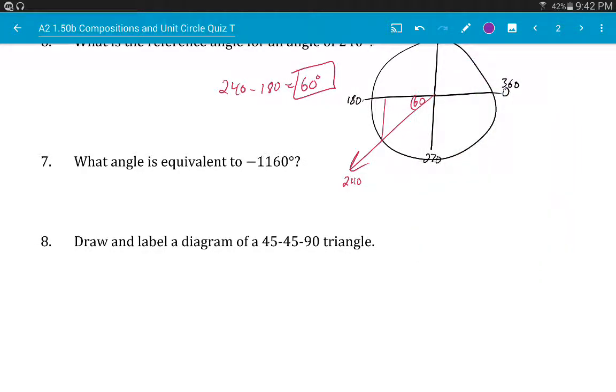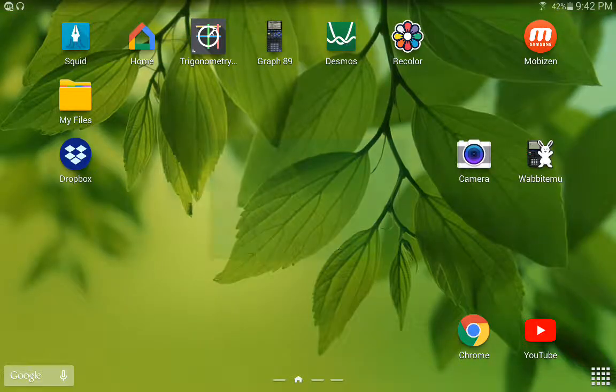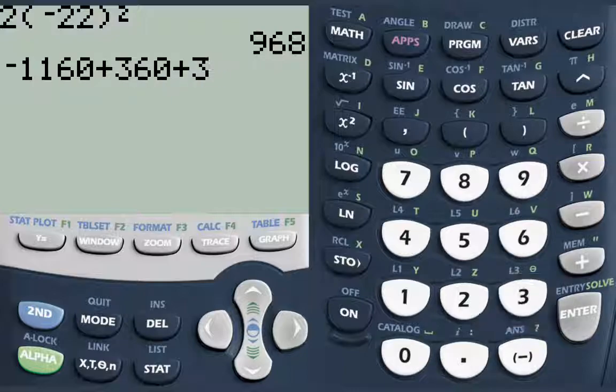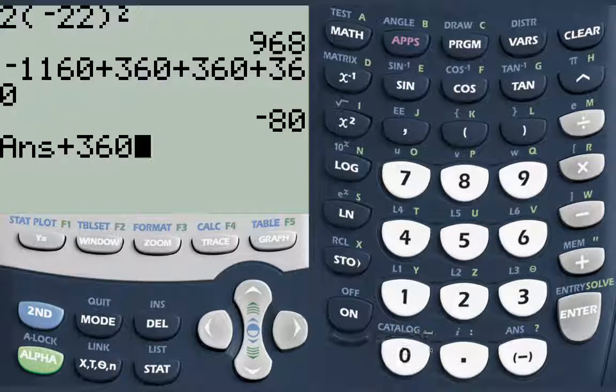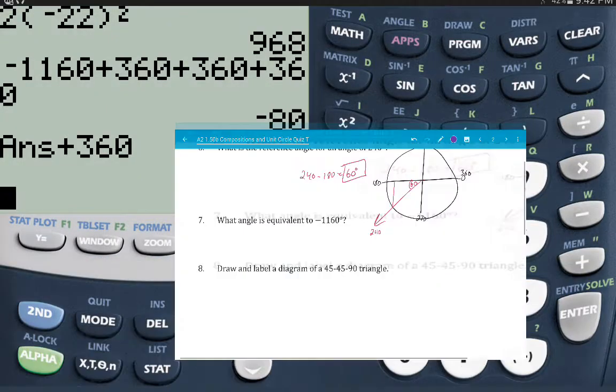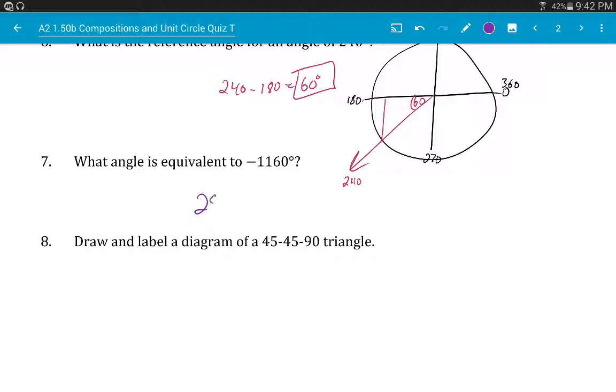What angle is equivalent to -1160? It's negative 1160, so I'm going to add 360 until it is fixed. Negative 1160 plus 360 plus 360 plus 360, still negative, plus 360 is 280. So 280 degrees.